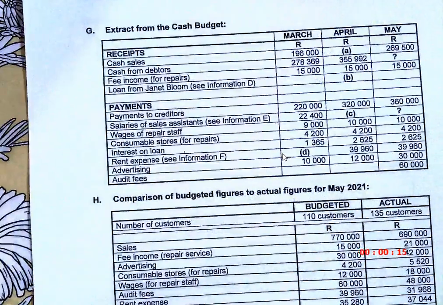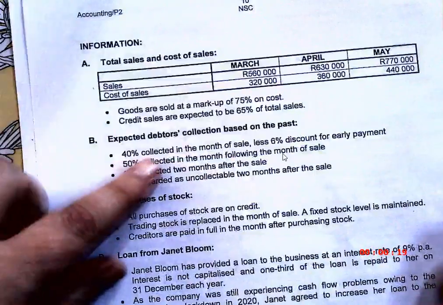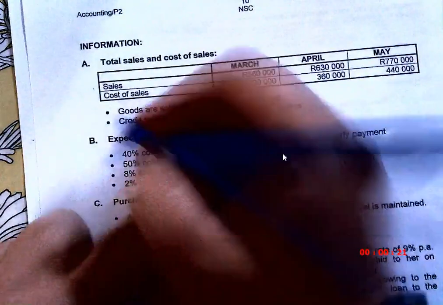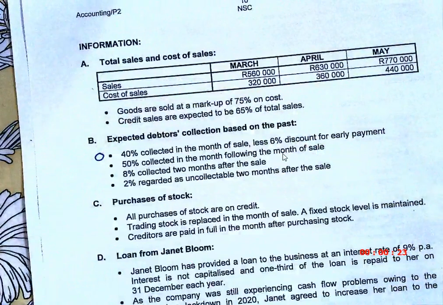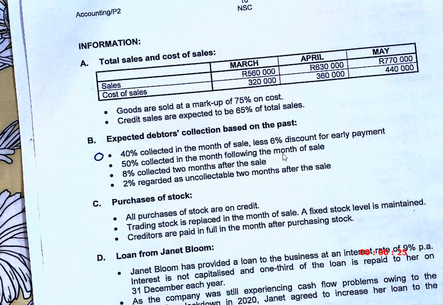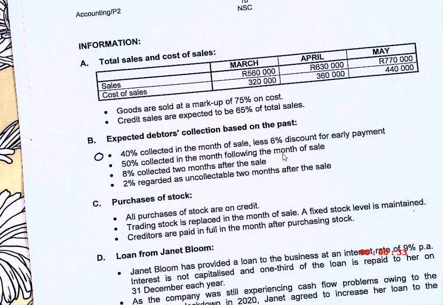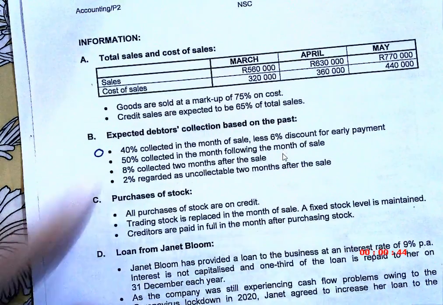Okay, so now let's see. They tell me about my debtors. 40% collected in the month. I want to go on record and say, don't just assume it's going to start in the month. Don't let them catch you that debtors start paying the month following. Do you hear what I'm telling you? Make very sure that you read that first one.